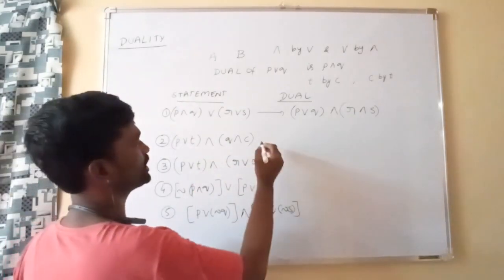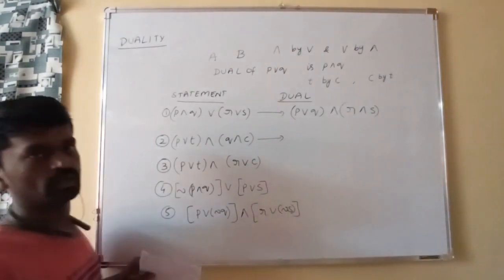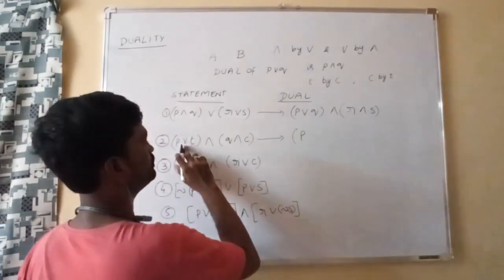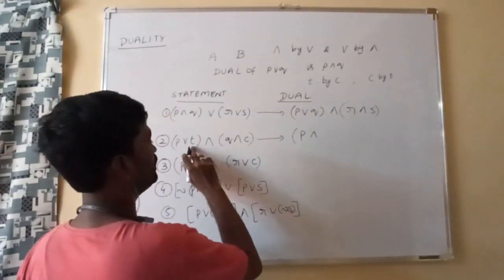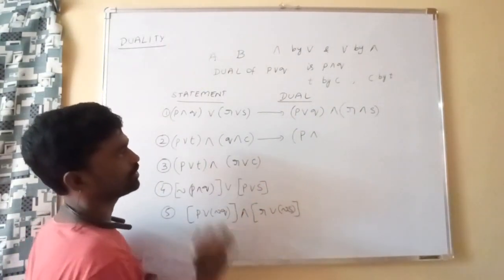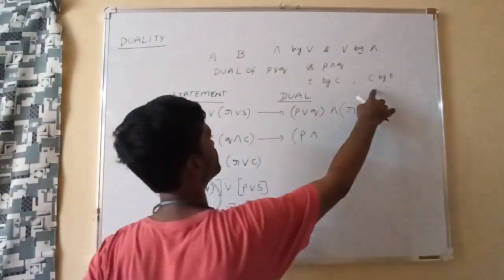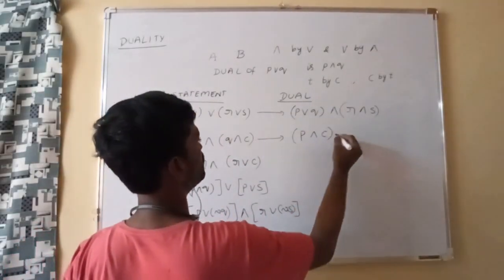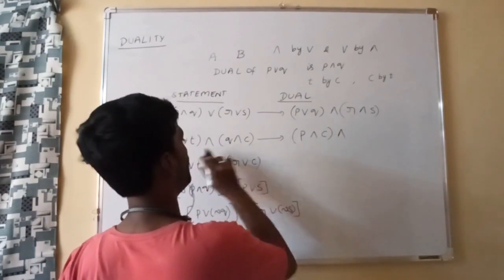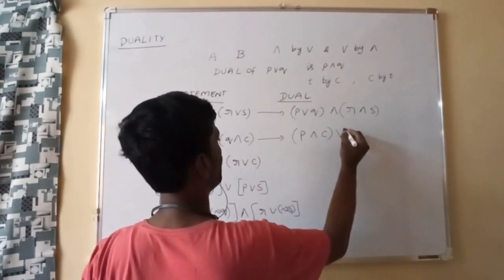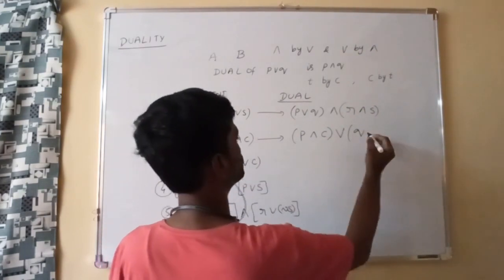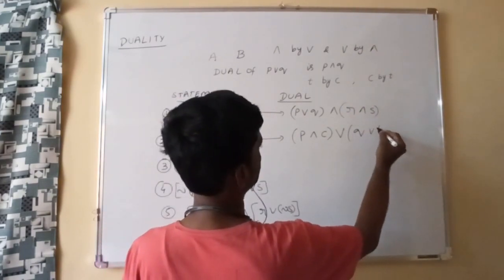Next, look at the second one. What will be the dual of this? See, P, the or symbol becomes and. T is for tautology, C is for contradiction. So we have to replace T by C and C by T. So the tautology symbol becomes the contradiction symbol, and, sorry, here and is there now. So and becomes or, and next Q and becomes or, contradiction becomes tautology.